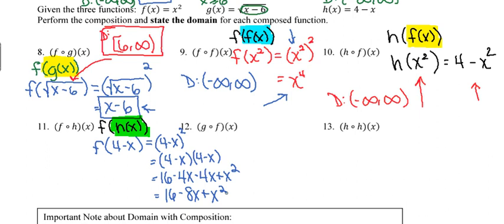I want to consider domain restrictions. And again, I have to look at the input function. The input function was 4 minus x. No restrictions on that. The output function, again, is a parabola. No restrictions on that. Making this my favorite domain of all real numbers.